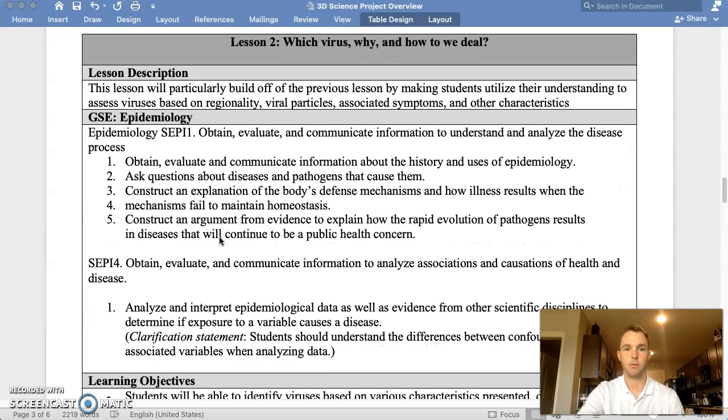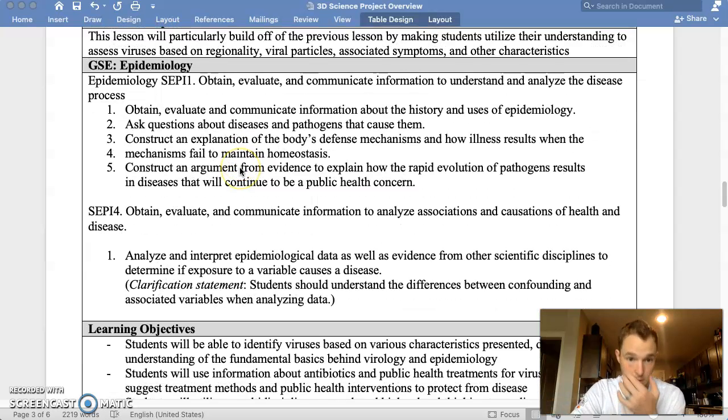Okay, 7 minutes. Let's see if we can do this. So lesson 2, again, this one is building off of the previous lesson, making them use their understanding of viruses. And then we're building on top of it to understand regionality, and then using what we learned in the past with the viral particle biology and then the physiological symptoms and other characteristics to assess the viruses.